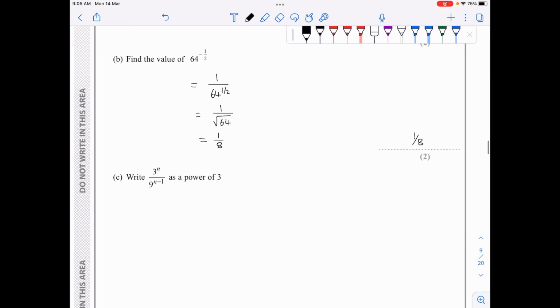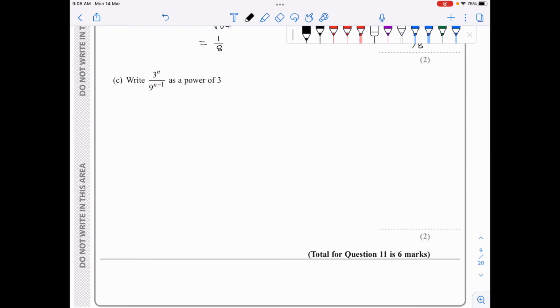And C, write 3 to the n over 9 to the n minus 1 as a power of 3. I really need to start off by writing 9 as 3 to the power of 2. So this is 3 to the n over 3 squared to the n minus 1. Again, a power to a power, I multiply the powers together, which means I've got 3 to the 2n minus 2. And then because I've got division with a common base, I subtract the indices. I'm careful here with the negative signs, leading to 3 to the n minus 2n plus 2, which is 3 to the 2 minus n.